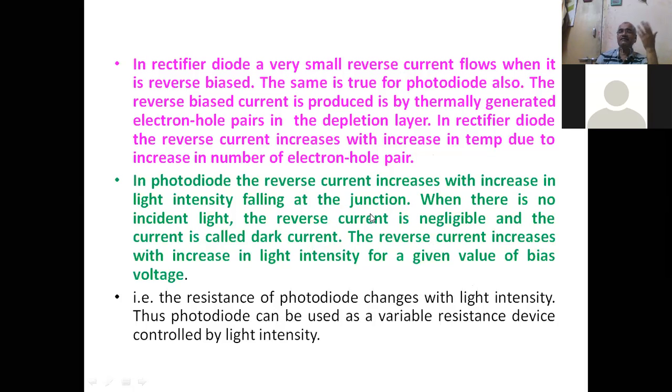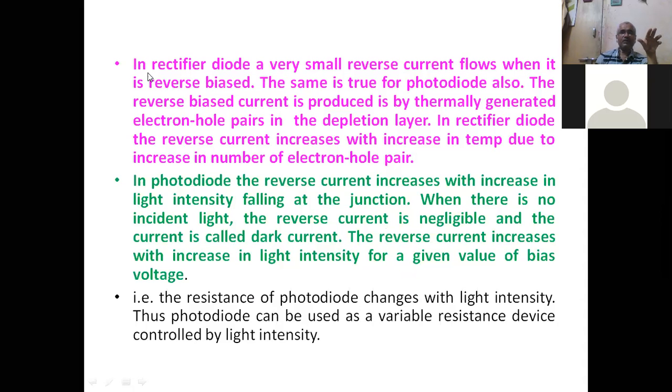So as light intensity increases, the number of charge carriers also increases, and hence the resistance of the photodiode decreases. So the resistance of the photodiode changes with light intensity, right?